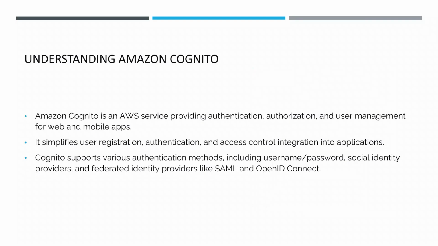And the third one is also a feature of Amazon Cognito. Cognito supports various authentication methods including username and password, social identity providers, and federated identity providers like SAML and OpenID Connect. So Cognito supports third-party identity providers, which is beneficial for quickly onboarding clients into many applications. So a client or a user can also use third-party identity providers like Google, Facebook, and others.